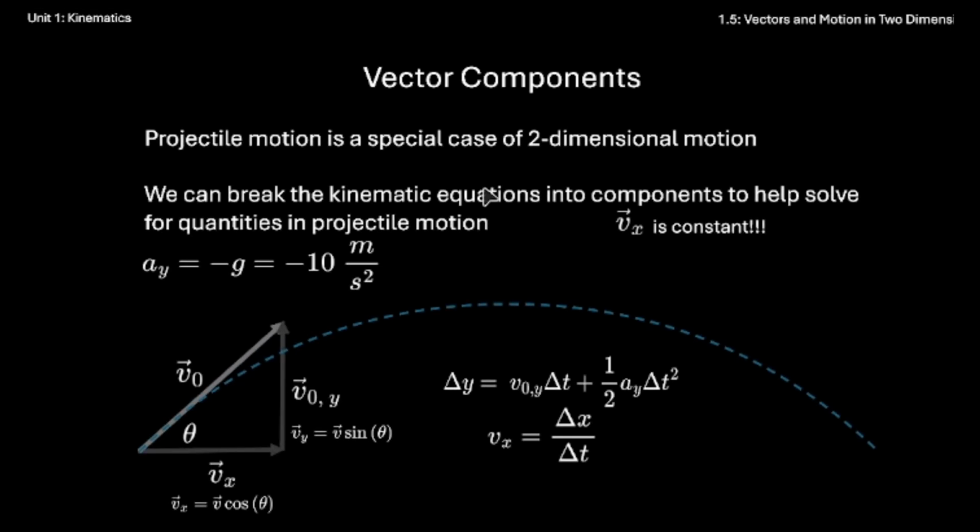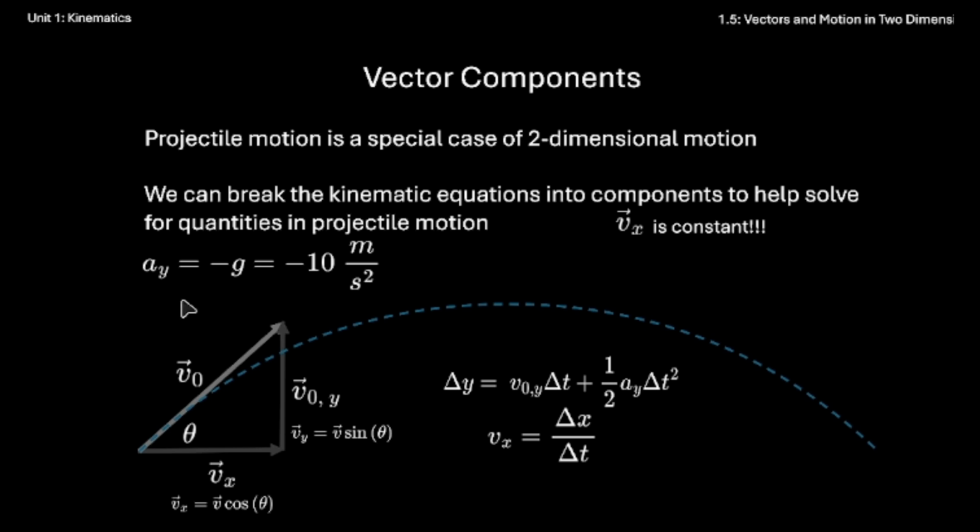So projectile motion is a special case of two-dimensional motion. We can break the kinematic equations into components to help solve for quantities in projectile motion. When an object is in projectile motion, the velocity in the x direction right here is constant. It doesn't change if there's no air resistance. If there is air resistance, the velocity in the x direction decreases slowly.